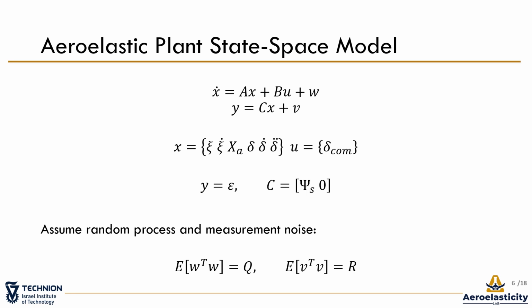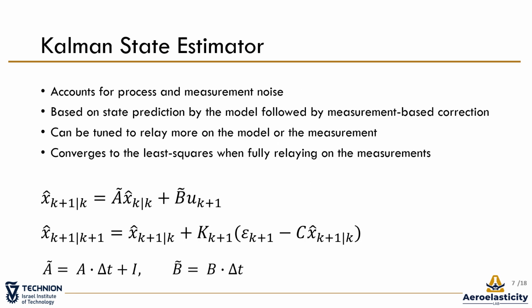This model assumes random process and measurement noises W and V with the covariance Q and R. The Kalman state estimator uses the state space equation as a predictor based on previous data points. Then, it corrects the former based on the measurements by multiplying the innovation by the Kalman gain matrix K, which is based on the noise covariance matrices.